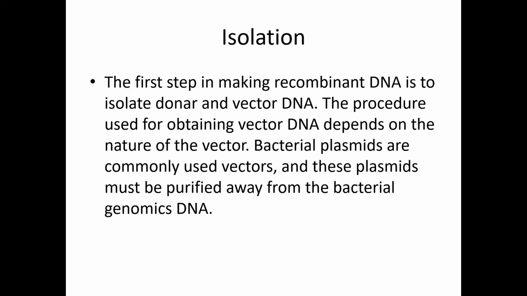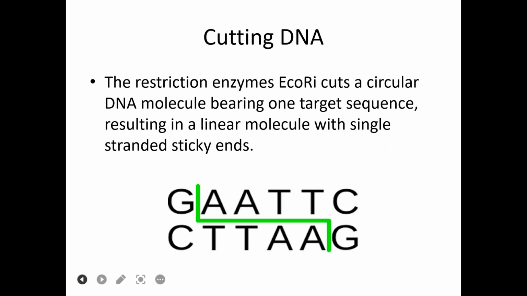The plasmids in bacteria are extrachromosomal DNA, so the DNA of a bacterium will be different. Even though these are extrachromosomal DNA, they may have genes related to the bacteria, that is bacterial genomic genes. That has to be removed so that we will get a purified plasmid in which we are going to insert our gene of interest or our DNA fragment. So this is about isolation.